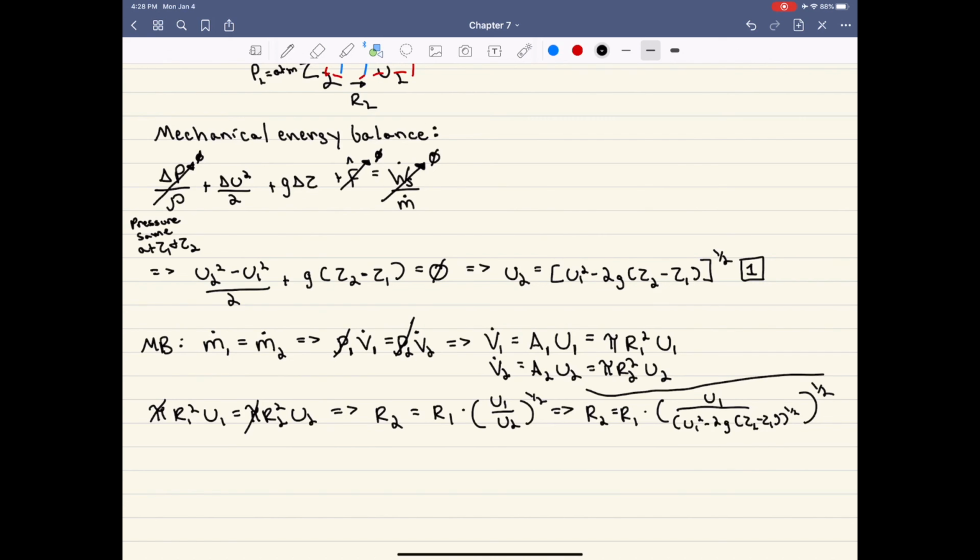Right? And we were able to derive this relationship by just applying the mechanical energy balance. We don't need to box it in now.